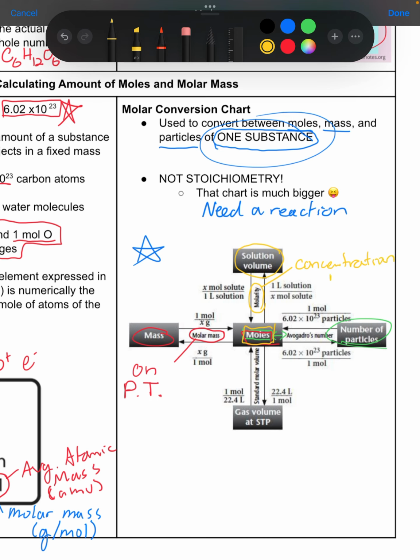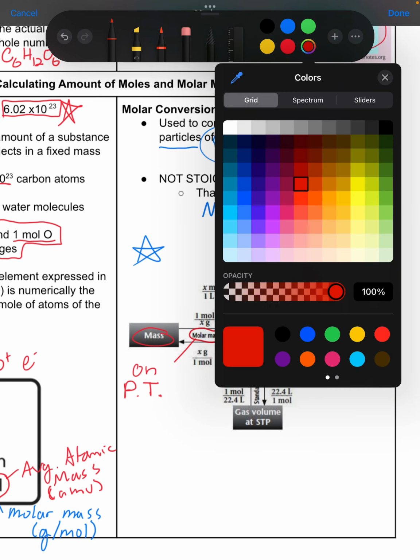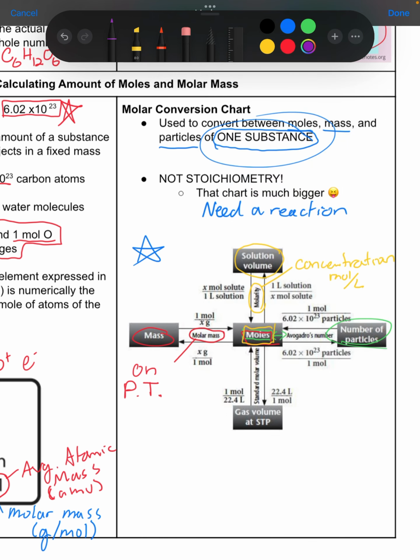Molarity is a concentration. It is expressed in the amount of moles divided by the amount of liters that you have, and we will get to solution concentrations and how to use them. I'm not going to focus on it too hard right now. Last but not least, if you wanted to go back and forth between moles and a gas's volume, you're going to use this equivalency right here, that 1 mole is equal to 22.4 liters of a gas, specifically at STP.